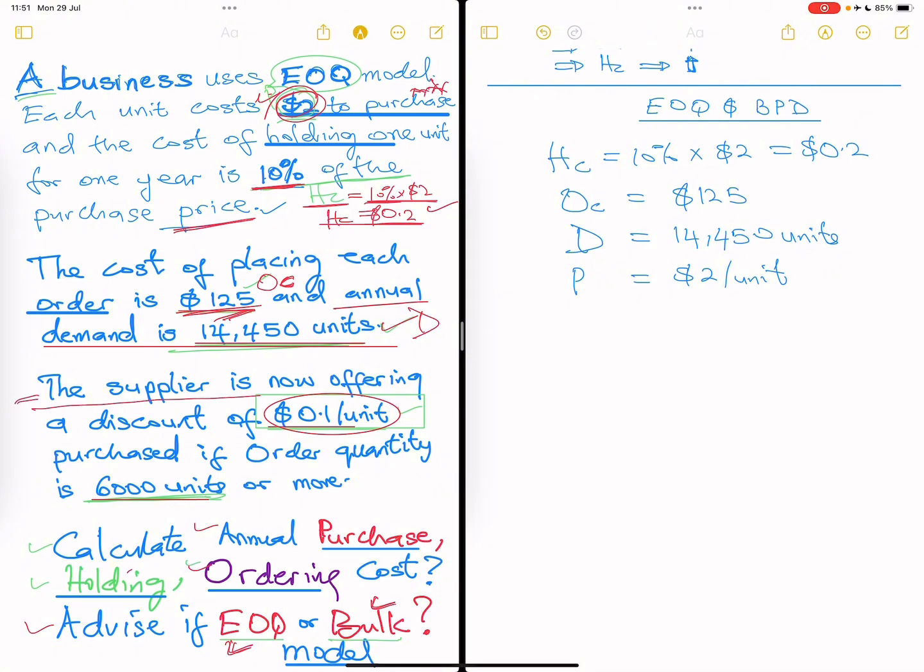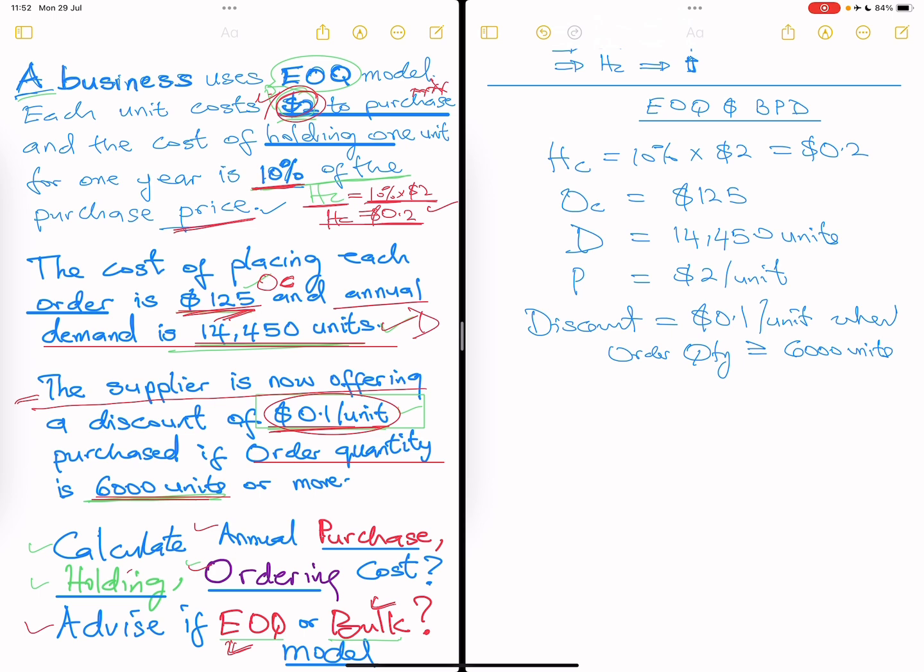Now, the supplier is offering a discount of 0.1. So there's a potential discount of 0.1 per unit when what? There's a condition attached to it. If the order quantity is 6,000 units, you can see. So the condition is the order quantity must be equal to or greater than 6,000 units for you to get that benefit.